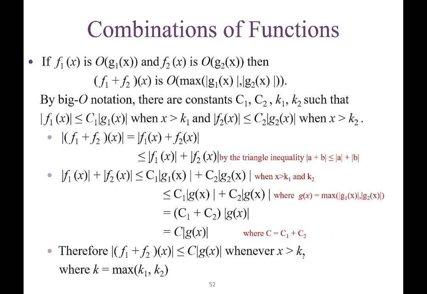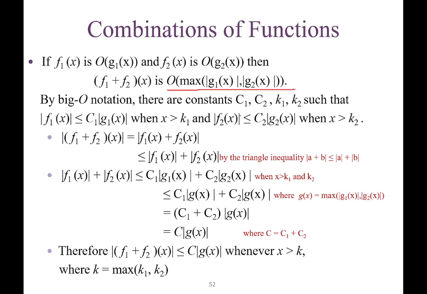Okay, let's see how we prove the combination of functions. We just take the addition, for example. Once f1 plus f2, then we need to calculate its big O of the maximum of g1 and g2. Even though it's a combination of functions, we can still apply the definition of big O notation to discover the witnesses C and K.